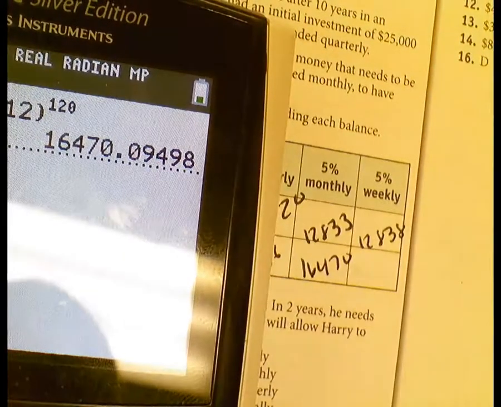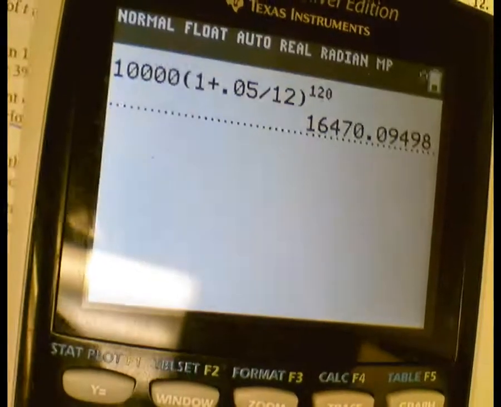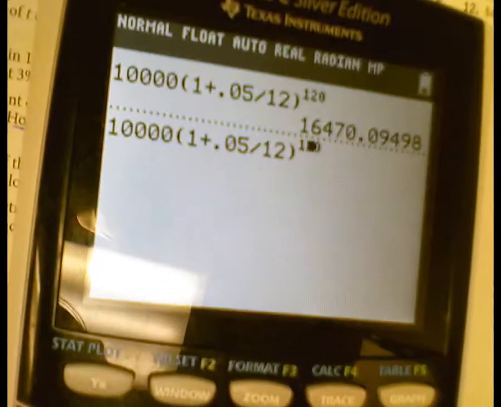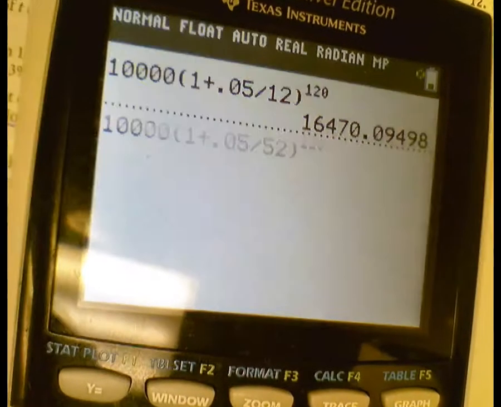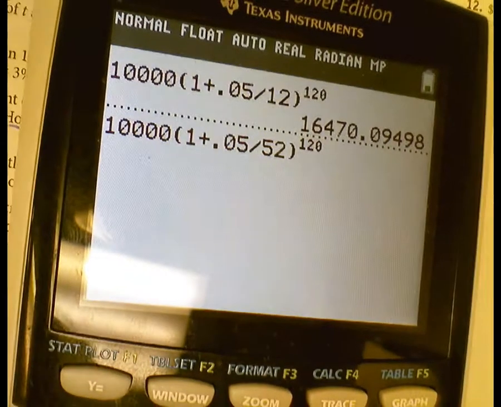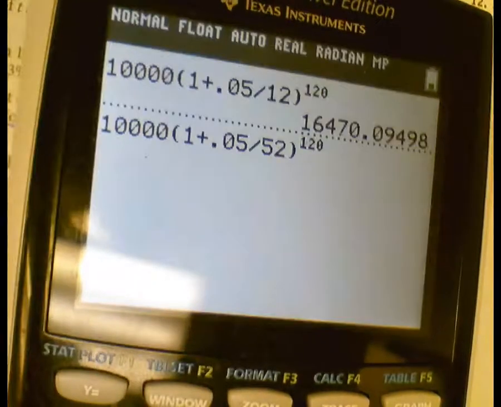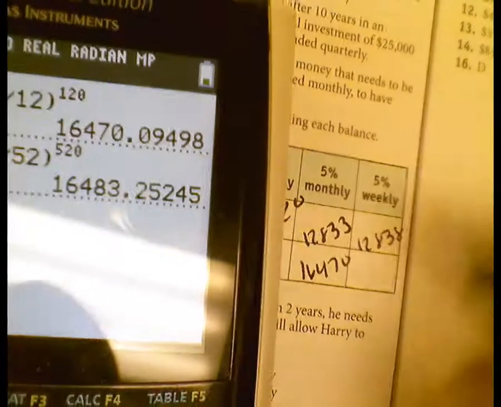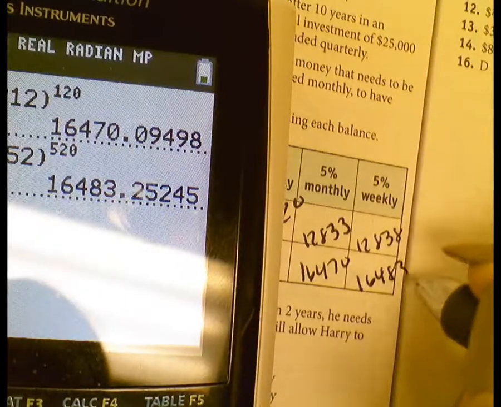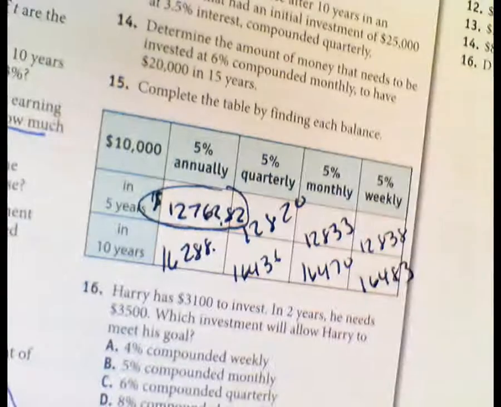16,470. And the last one is weekly. I'm going to get this right. Change this to a 5. Change this to 10 years, 52 weeks. It's 520. 16,483. So it's slightly higher each time. That was an annoying problem.